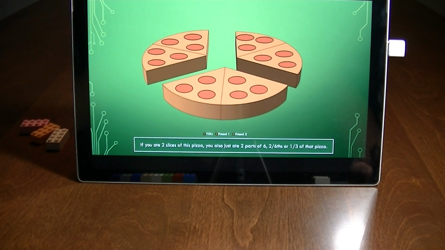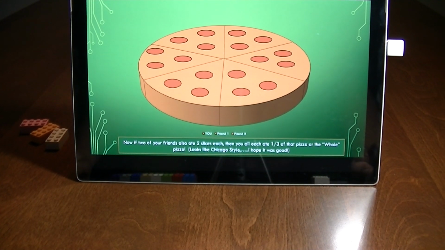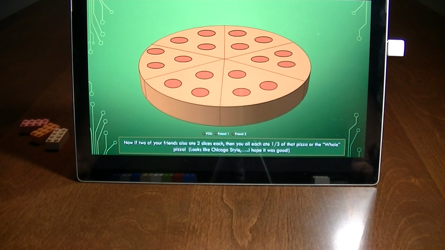If you ate 2 slices of this pizza, you also just ate 2 parts of 6, 2/6, or 1/3 of that pizza. Now if 2 of your friends also ate 2 slices each, then you all each ate 1/3 of that pizza, or the whole pizza.